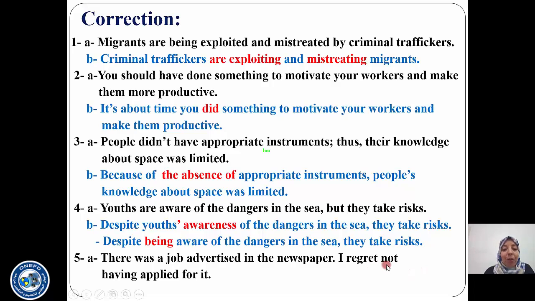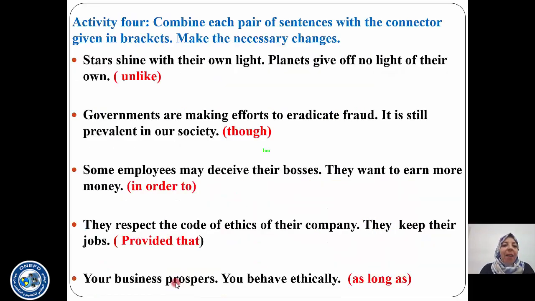Now, is it a regret about the present or is it a regret about the past? Of course, not having applied is past. So, the tense you have to use is: if only I had applied for the job advertised. This is expressing wish. Activity 4 in grammar, always.